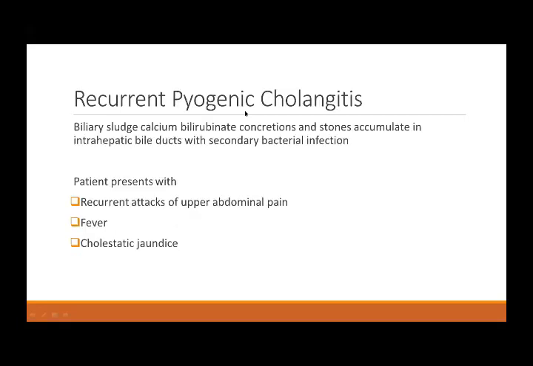So, recurrent pyogenic cholangitis. It is the calcium bilirubin concretions, the calcium pigment concretions and stones which accumulate inside the liver, in the intrahepatic bile ducts, and cause secondary bacterial infections. So this is a cholangitis type of picture. It causes recurrent attacks of abdominal pain with fever and cholestatic jaundice. It is caused by the concretions which accumulate in the intrahepatic biliary ducts.